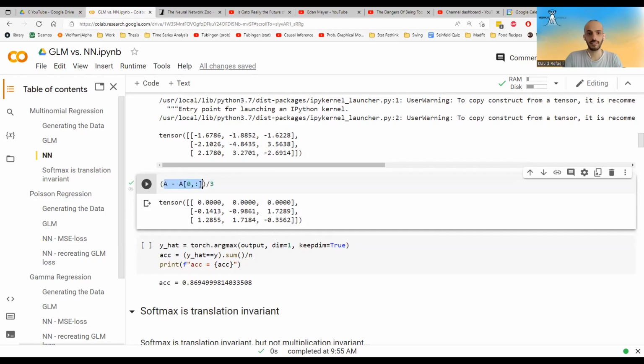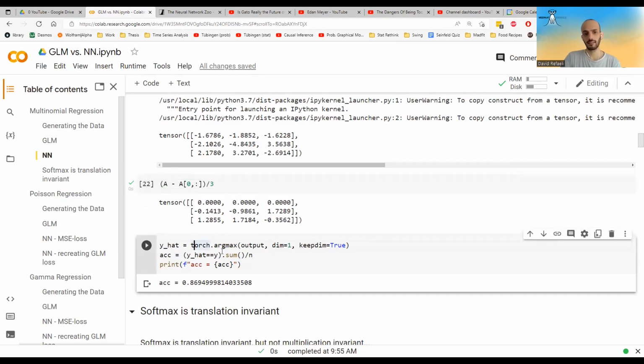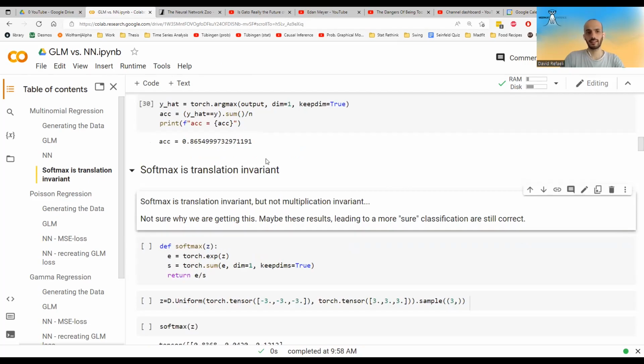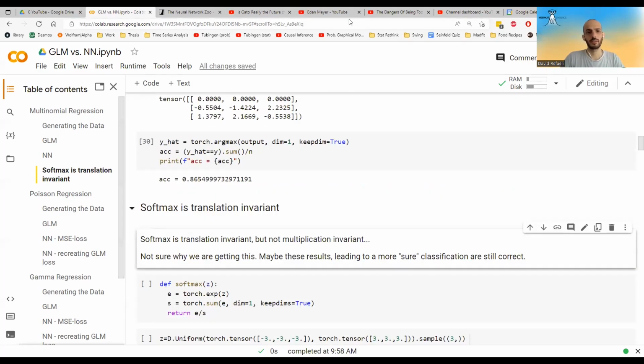So this operation is legal. This is translation invariance of the softmax. This is not. So I'm not sure why the neural network gives us different parameters that are multiplied, but it seems that this is what we are getting. Still, let's calculate the accuracy using the neural network. Okay, strangely enough, it seems we are getting exactly the same accuracy, but it doesn't look like a bug to me. I ran it also a few times before. I got similar accuracies. So maybe in this run, for some reason, we are getting exactly the same. Okay, let's move to Poisson regression.